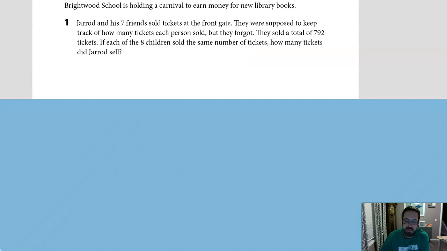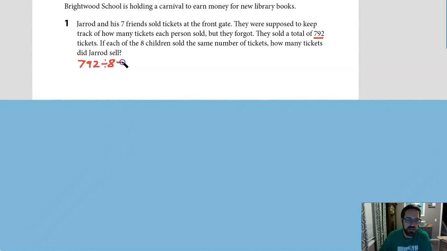So the first thing I'm going to look at is, do we know the total number of tickets, or what is the big question? And the big question is, how many tickets did Jared sell? Do we know the total or are we trying to find the total? In this case, we know the total number of tickets is 792. So we know it's going to be a division problem. And it's Jared and his 7 friends, so there's 8 children selling tickets. Our equation is going to be 792 divided by 8 equals, this one, we'll use z.